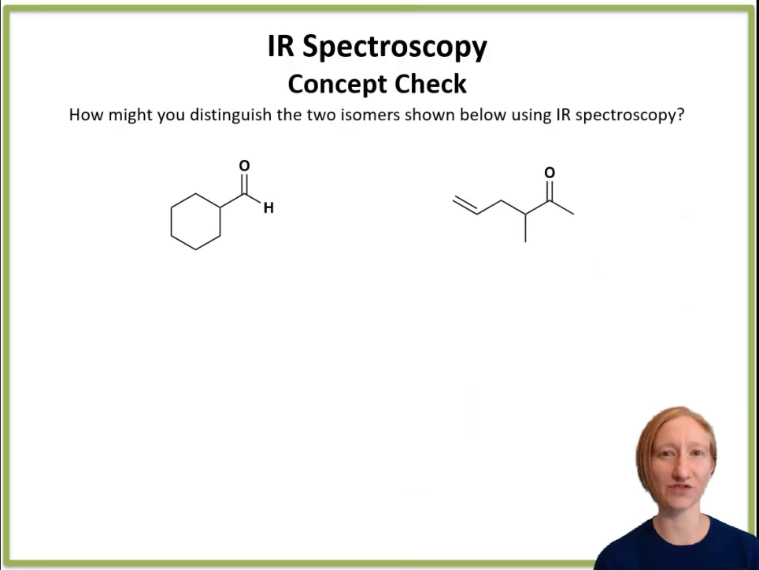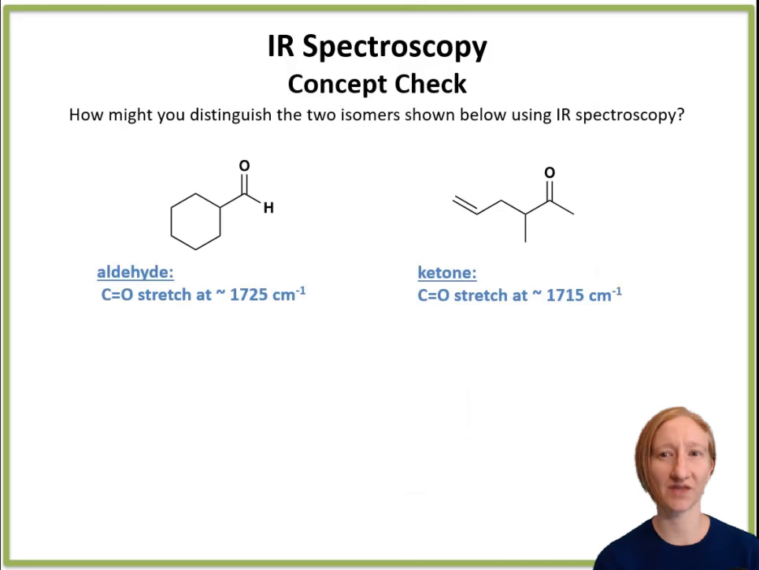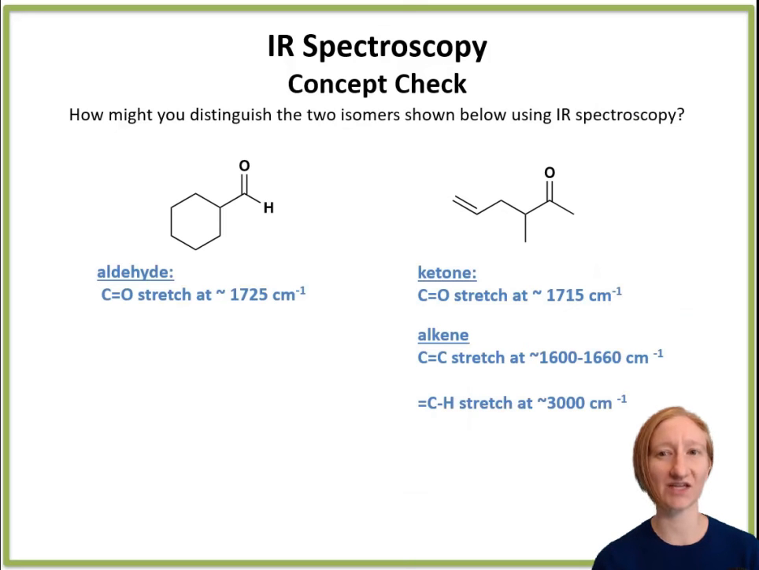For example, the first structure is an aldehyde, and an aldehyde will have a CO double bond stretch at approximately 1725 wave numbers. On the right, we have a ketone, which will have a CO double bond stretch at 1715 wave numbers. This structure also has an alkene, and the alkene will have a CC double bond stretch around 1650 or so, and a CH stretch just above 3000 because it's sp2 hybridized.